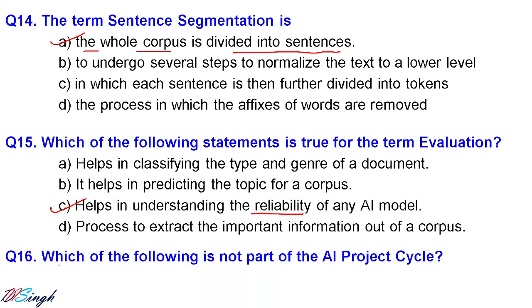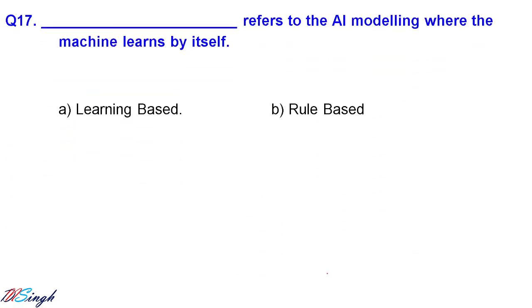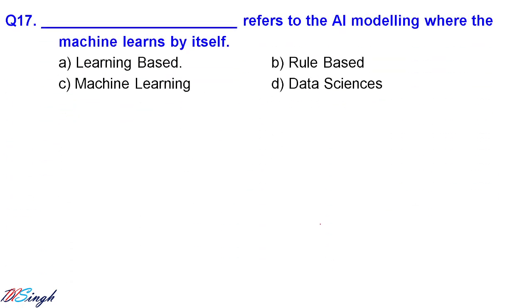Let us go for question number 16. Which of the following is not a part of the AI project cycle? Data exploration is a part of the AI project cycle. Modeling is also a part. Problem scoping is also a part. C option is correct. Testing is not a part of the AI project cycle. Let us go for the next question. Fill in the blanks: refers to AI modeling where the machine learns by itself. Okay, so what is it called?